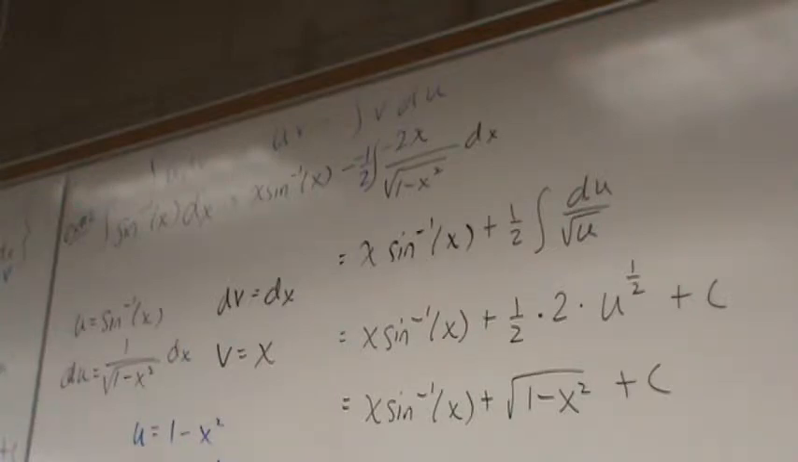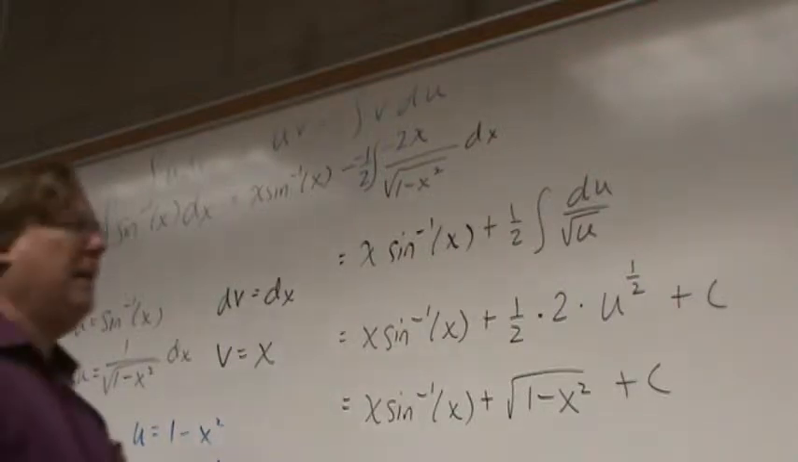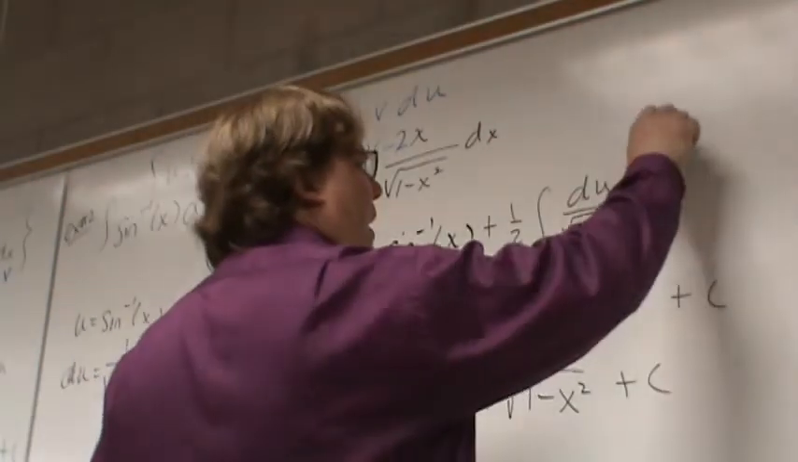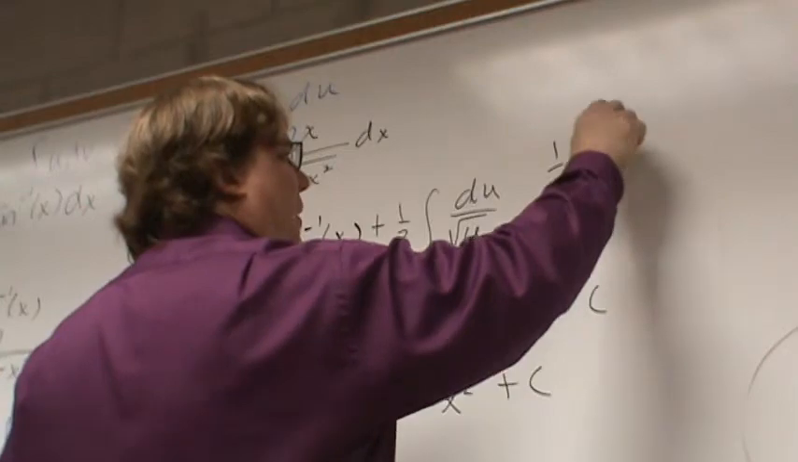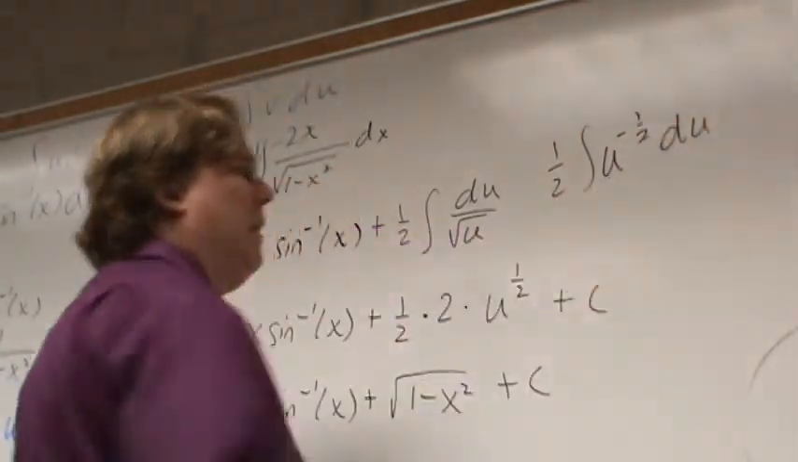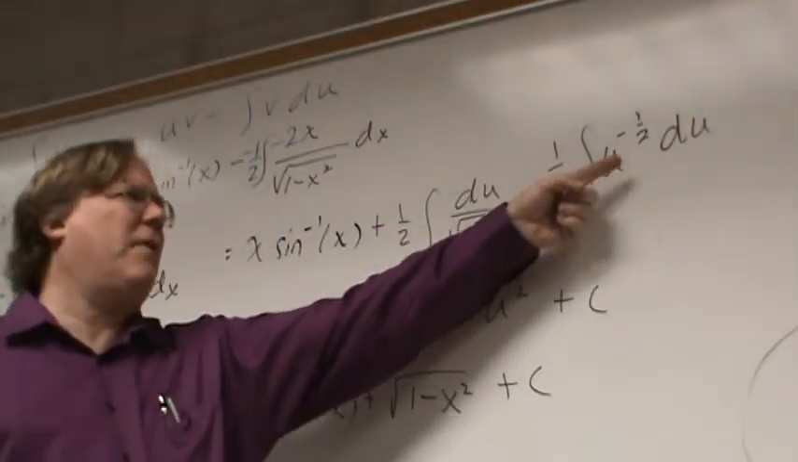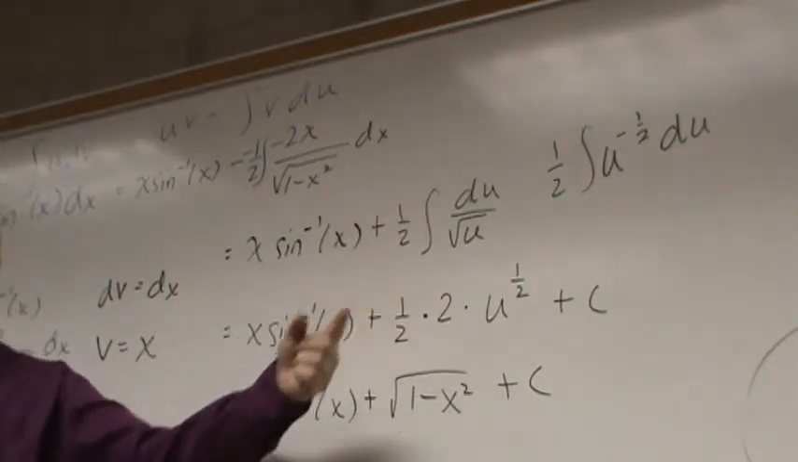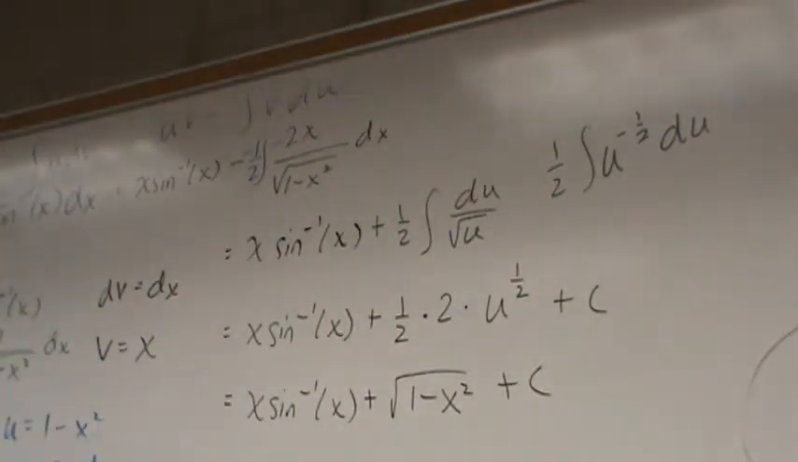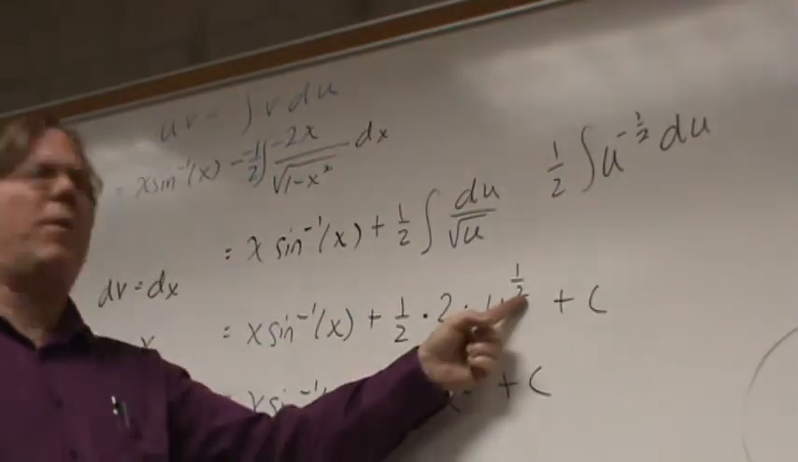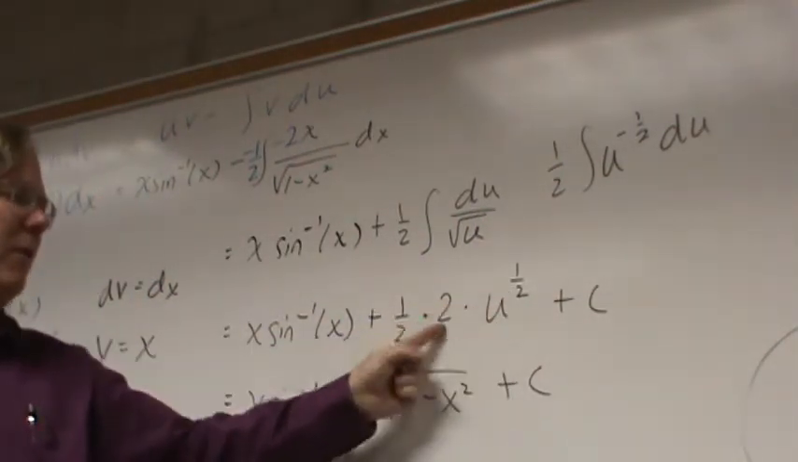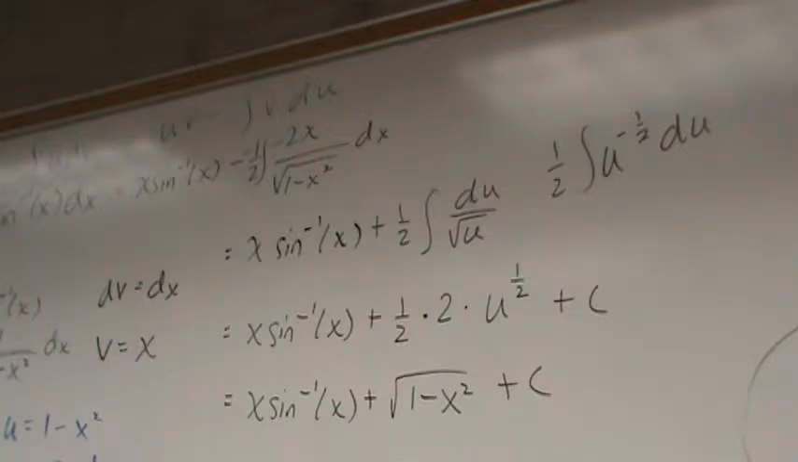So anyway, yes? Where did the 2 come from? This 2, I had to take the antiderivative of u to the negative 1/2 du. And to take the antiderivative of u to the negative 1/2, I got to increase the exponent by 1 and then divide by the new exponent. So my new exponent is u to the positive 1/2, and I have to divide by that new exponent, which is the same as multiplying by 2. Yeah. Anything else?